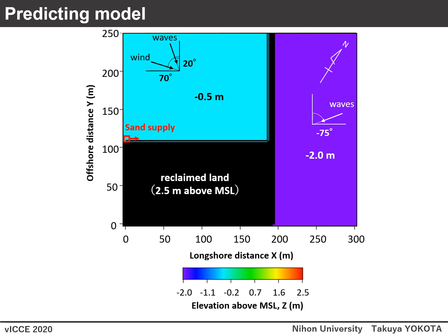And on the east side, a slit bed with a constant depth of 2 meters was assumed, and the wave direction was 75 degrees clockwise. And wind direction was 70 degrees counterclockwise. And sand was supplied from the west end of the calculation domain at every step. And this is the calculation result.